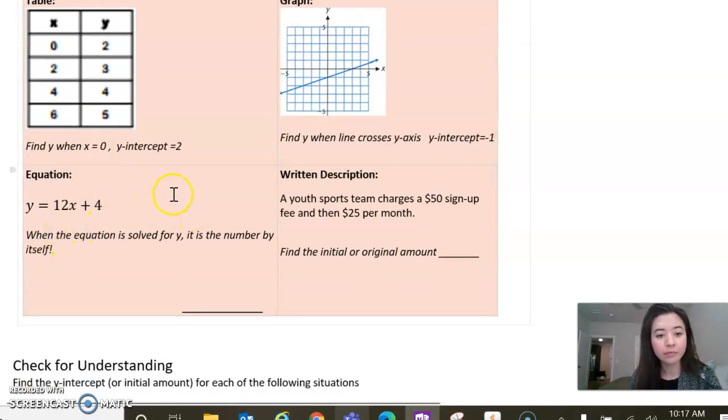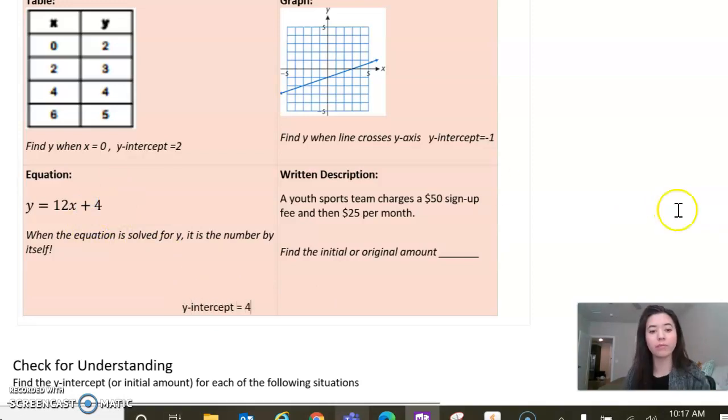From an equation, when the equation has y by itself, when it's solved for y, it's the number without the variable. It's simply this 4 right here, and that's a +4. So my y-intercept for that equals 4. And then from a story, a youth sports team charges a $50 sign-up fee and then $25 per month. So what was the initial or original amount? What was the starting amount they had to pay? It was that $50 sign-up fee.